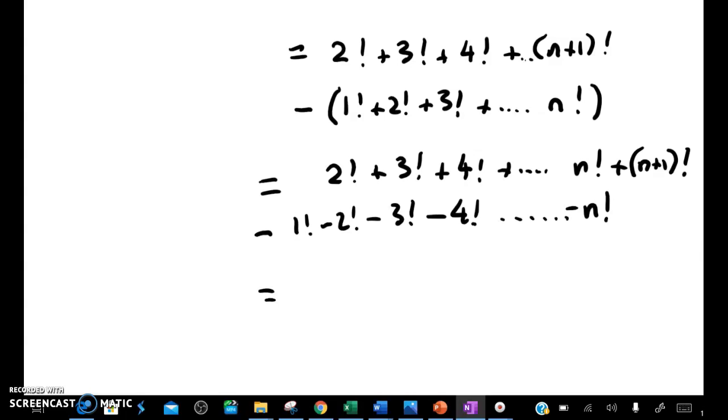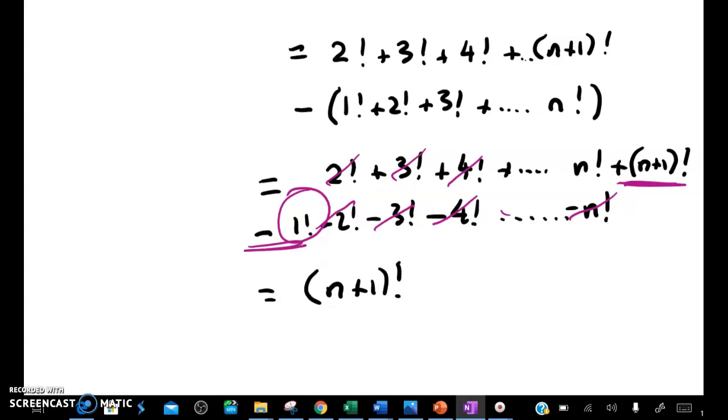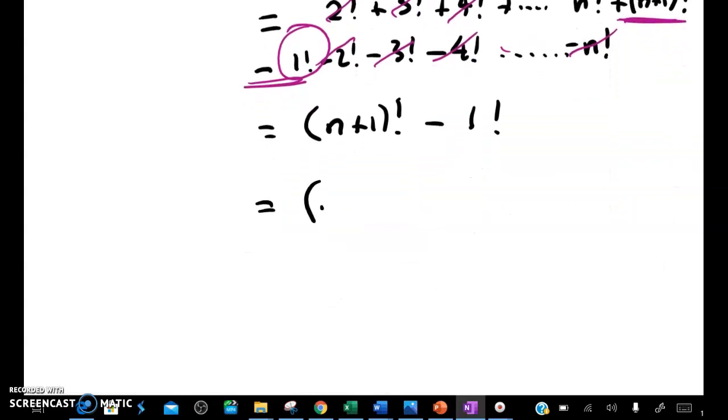Well, here 2 factorial minus 2 factorial goes, 3 factorial minus 3 factorial, and so on. We get left with this, which is really good because it's what we're wanting. So that's n plus 1 factorial. And then if you're looking down here, all of these have gone except for this one here. So we've got n plus 1 factorial, take away 1 factorial, and 1 factorial is just 1. So that's the direct proof way.